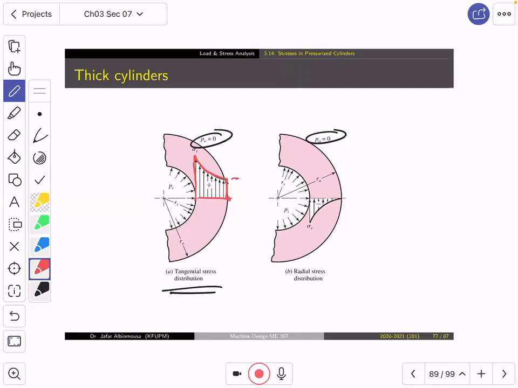So if I give you a case and I ask where the maximum tangential stress is, you will evaluate it at R equals Ri. This is where it is maximum. Of course, I am talking about the case when Po equals zero. And sigma R becomes maximum at the inside, but when you go to the outside surface, it reaches zero. That's its distribution. So it is maximum at the inside, minimum or zero at the outside.